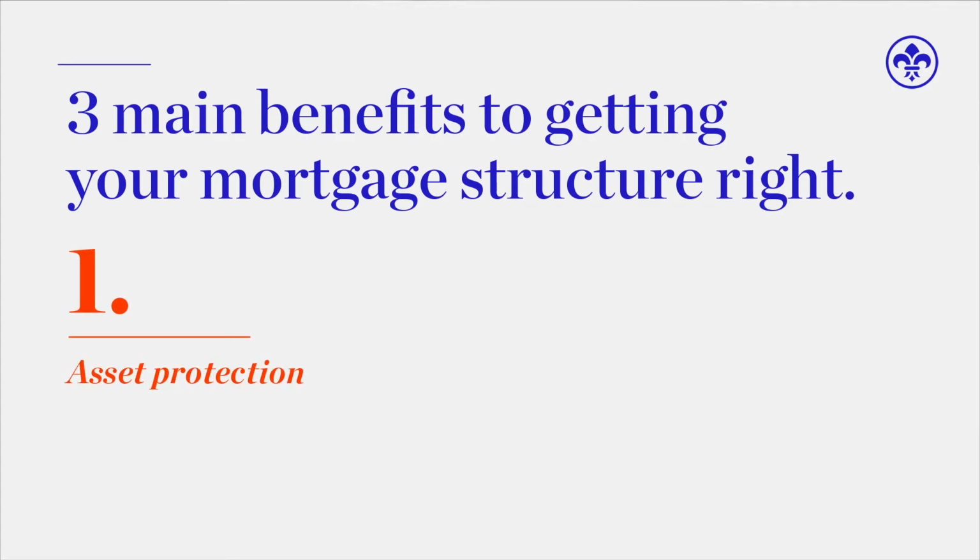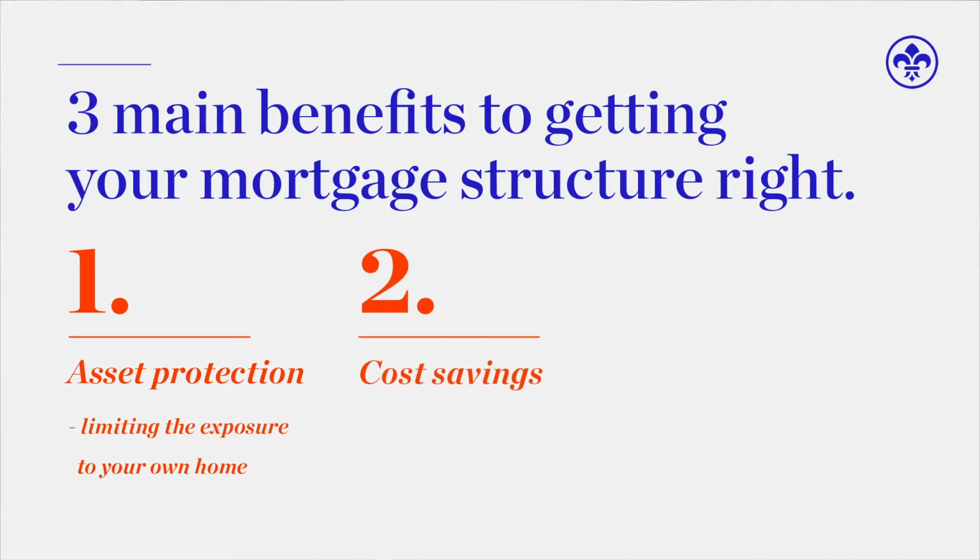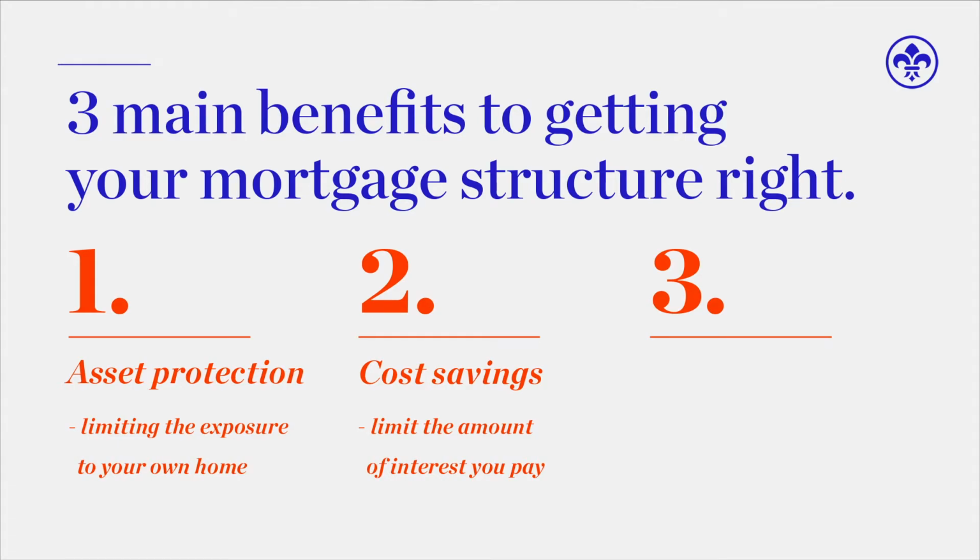There are three main benefits to getting your structure right. The first is asset protection. So by using a correct structure, you can often limit the amount of exposure to your own home, for example. The next is cost savings. So by having a good structure, you can limit the amount of interest that you pay or save some money in interest and or in tax savings later on. And then the third is potentially being able to borrow more by spreading your loans at different banks.